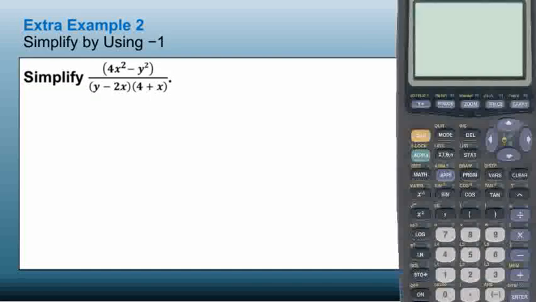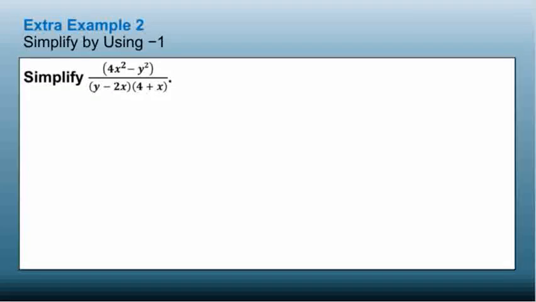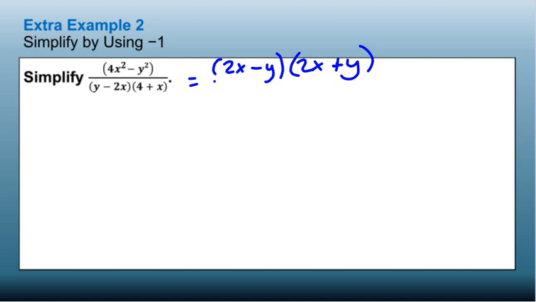Next, we have to simplify this one. The top is a difference of 2 squares. So I can simplify that to be 2x minus y times 2x plus y, all divided by, I do have a y minus 2x, so if I take out a negative 1 down here, that will give me positive 2x minus y, and then I'm going to put an x plus 4.